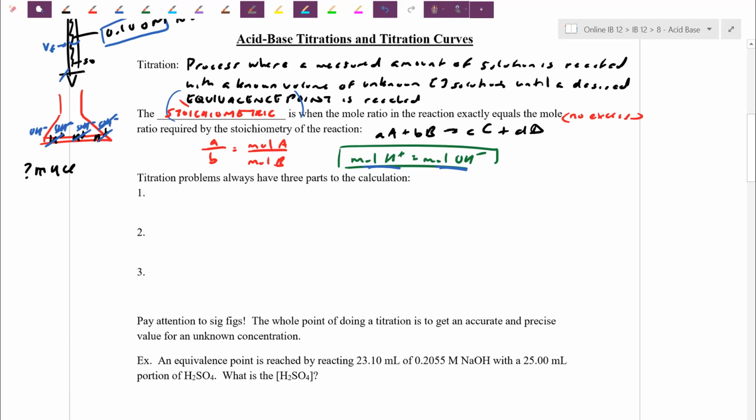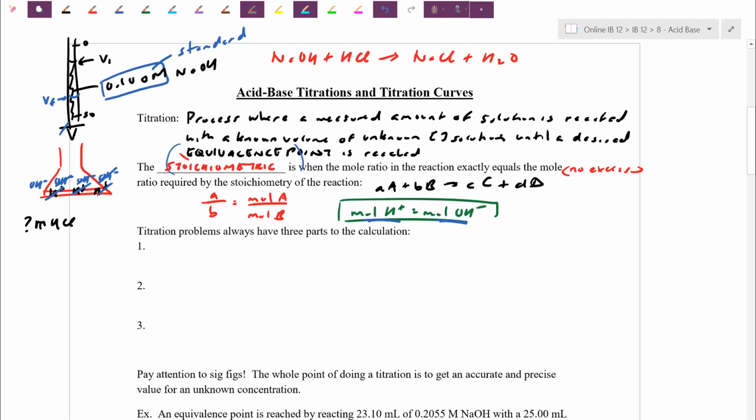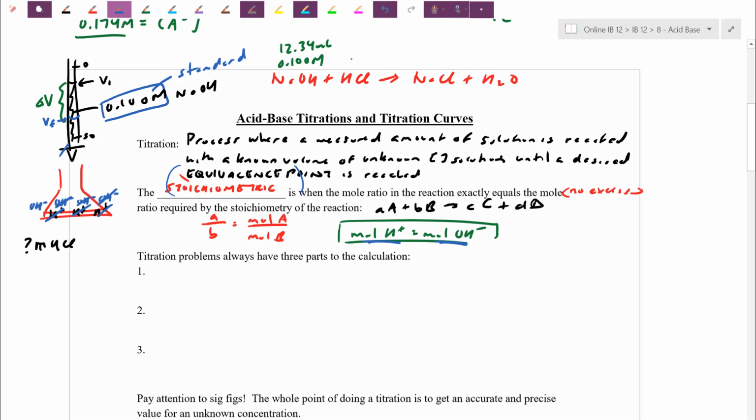All that background boils down to this. Titration problems always have three parts to this calculation. For one chemical, we will know the volume and the concentration. In this question, I have, let's say, 0.100 molar NaOH. I'll be able to read a difference in volume. This is how much you needed to actually hit an equivalence point. So let's make up that number here, 12.34 milliliters, right? The acid, I actually don't know the concentration. This is actually a question mark molar here.